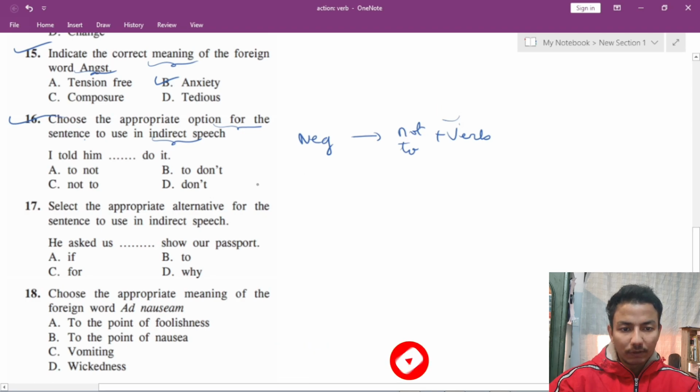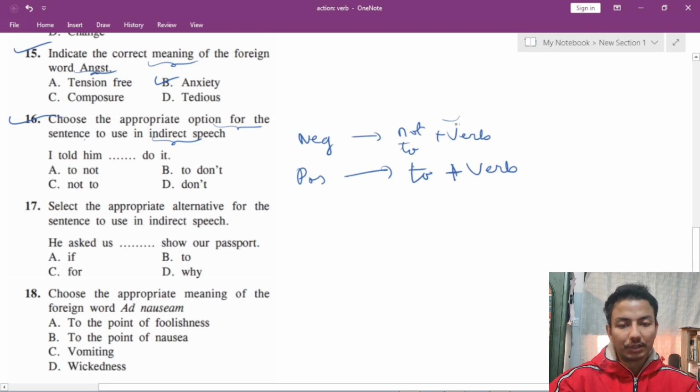And when it is a positive sentence, to will come before the verb. Again, verb is an action. Okay, verb is an action. So using these two rules, we must solve these two questions.